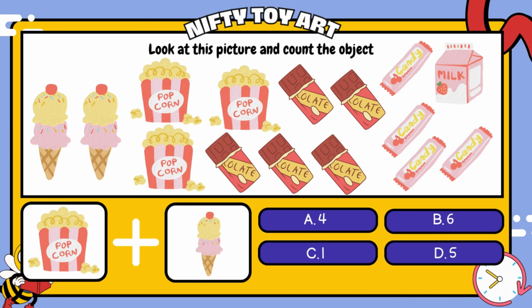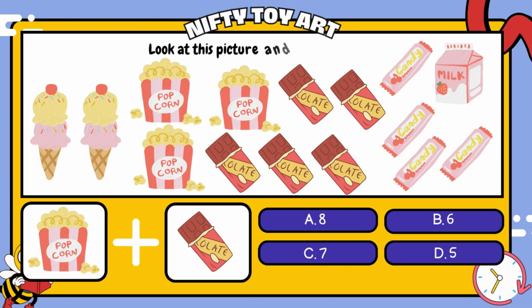I want to take all the popcorn plus the ice creams. So what is the total number of foods? That's right, 6. I want to take all the popcorn plus the chocolate. So what is the total number of foods? That's right, 7.